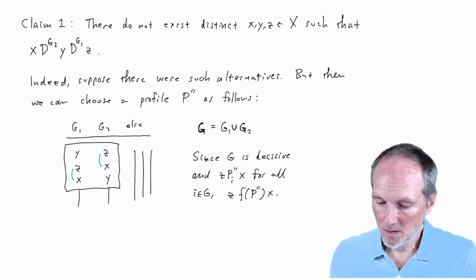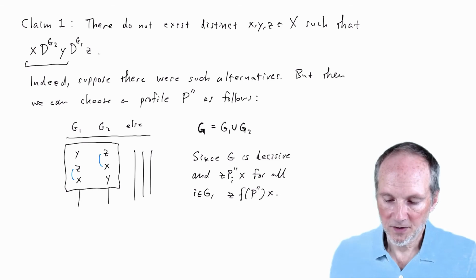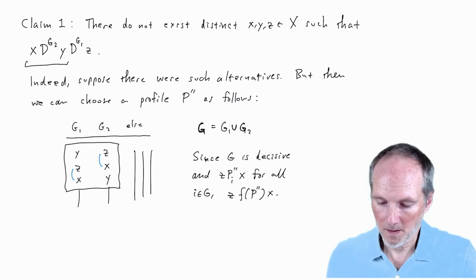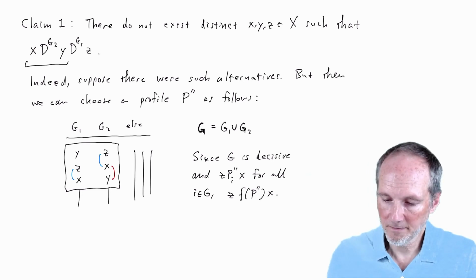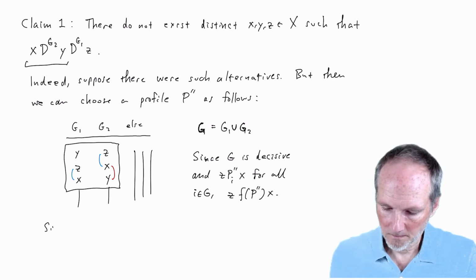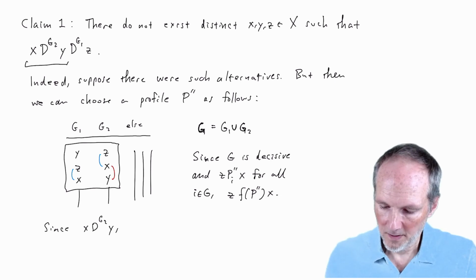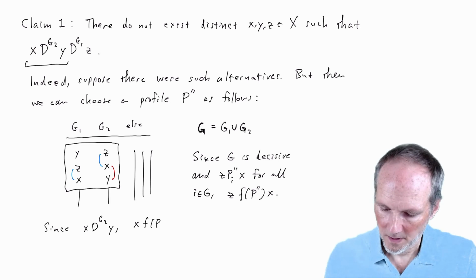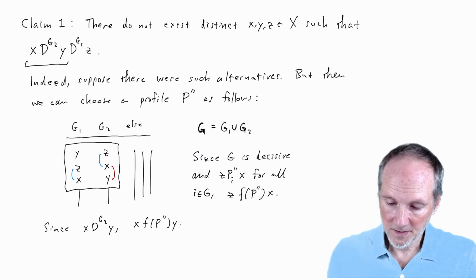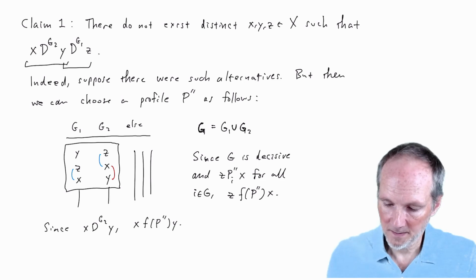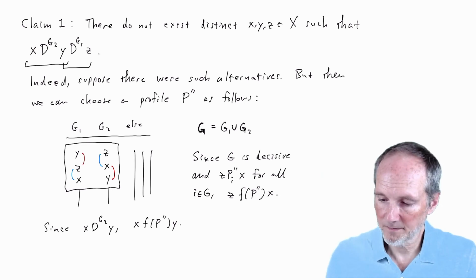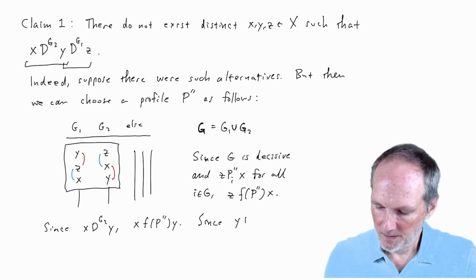But we're also supposing that G2 is decisive for X over Y. Notice that everyone in G2 prefers X over Y. So since G2 is decisive for X over Y, and everyone in G2 prefers X to Y here, we have X socially preferred to Y. And also, we're supposing that G1 is decisive for Y over Z, and in this profile, everyone in G1 prefers Y to Z, right? So since G1 is decisive for Y over Z, Y is socially preferred to Z.